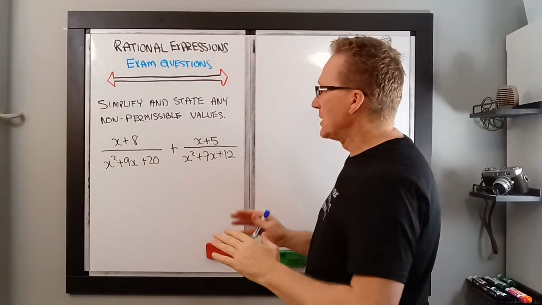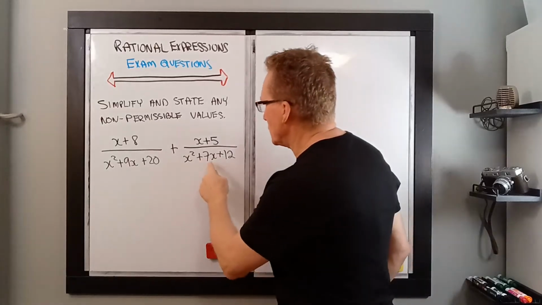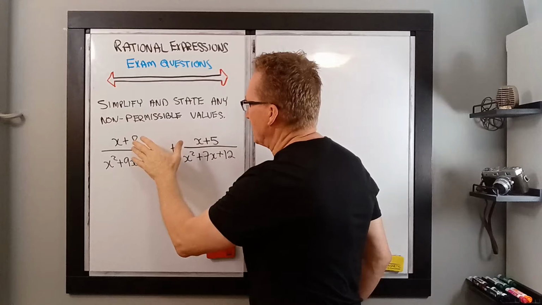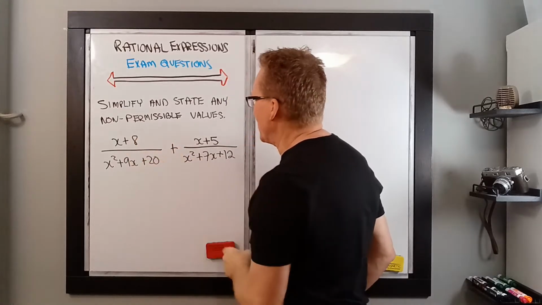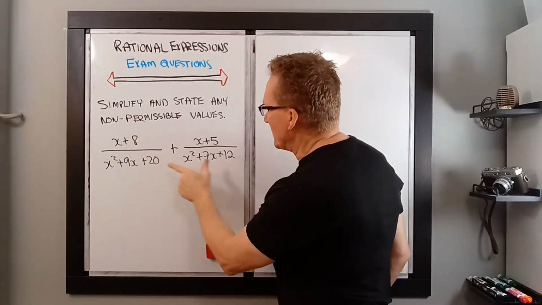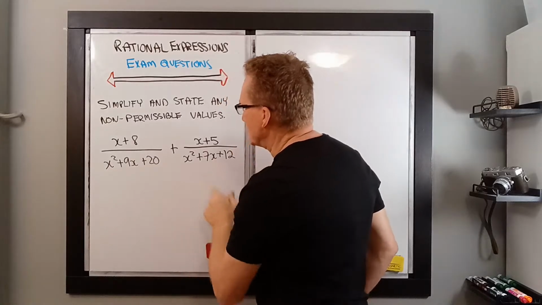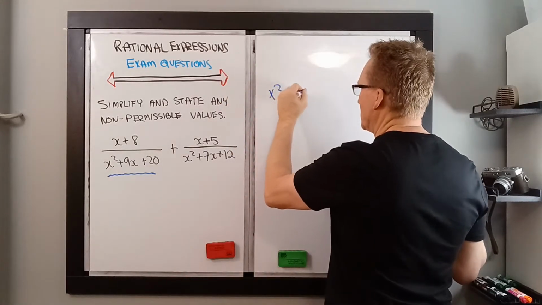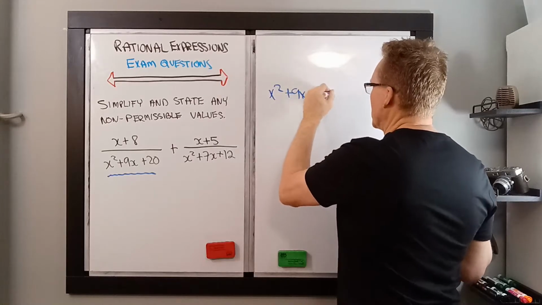Well, polynomials are very simple in that you can usually factor them or you can do something with them. So what we want to do is figure out how to add this up and then simplify it. Now, to be able to do that, we probably first of all need to factor these two different denominators. Writing this up here, x squared plus 9x plus 20.